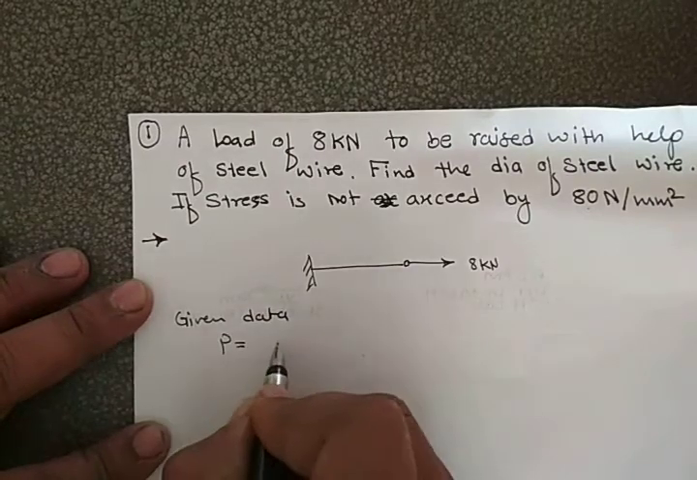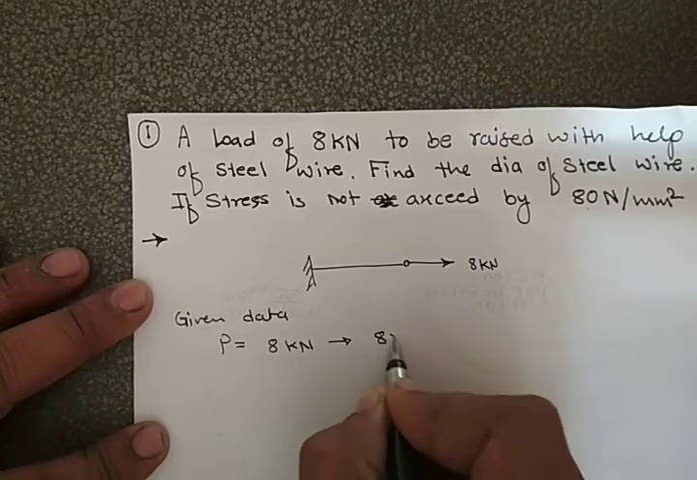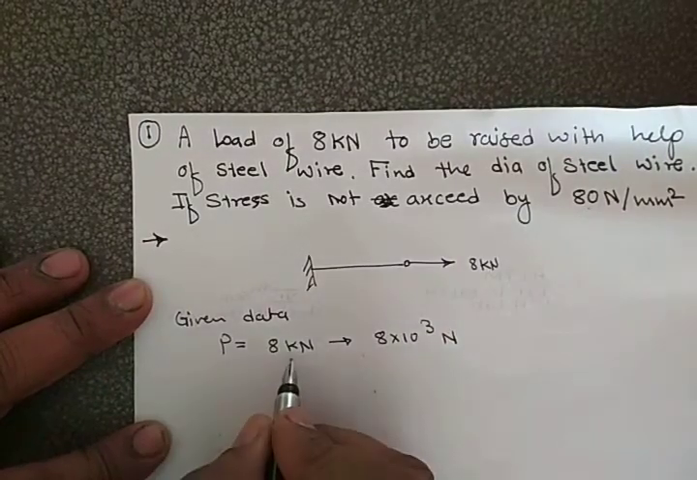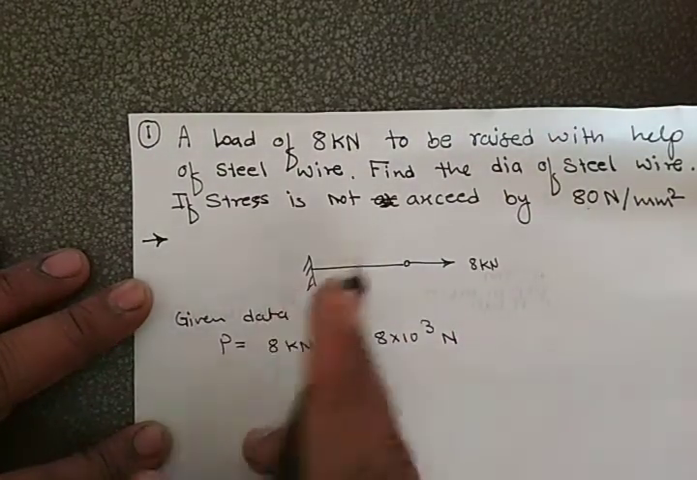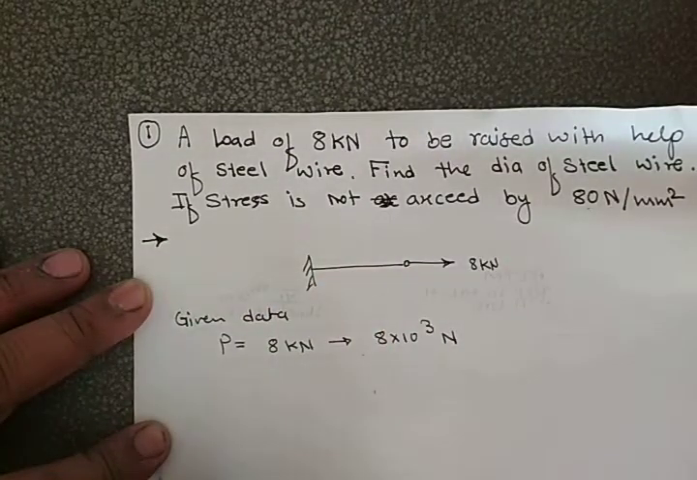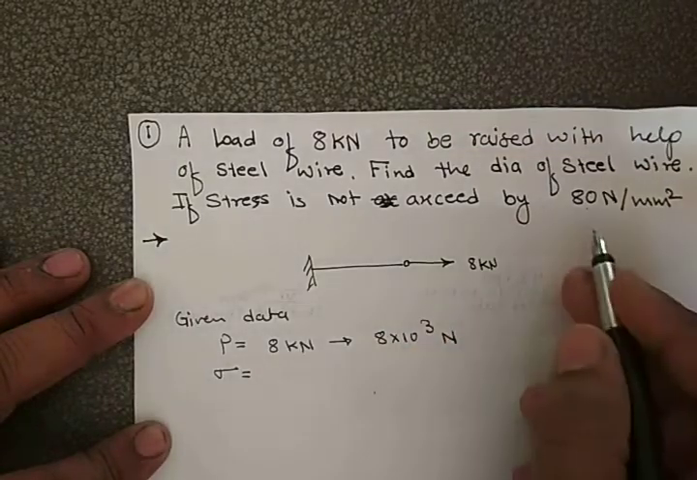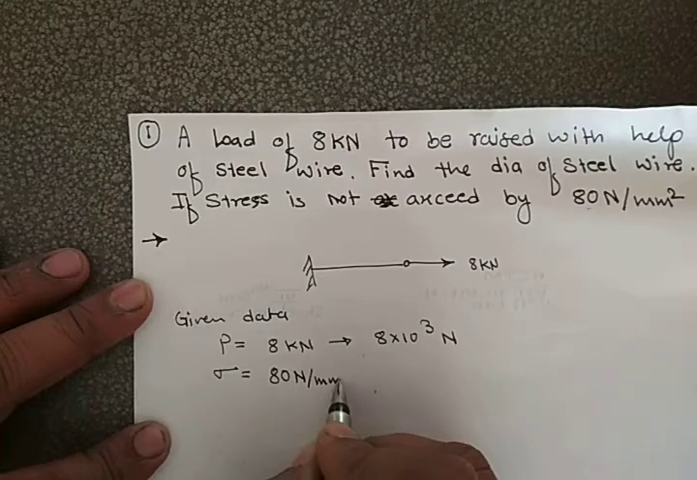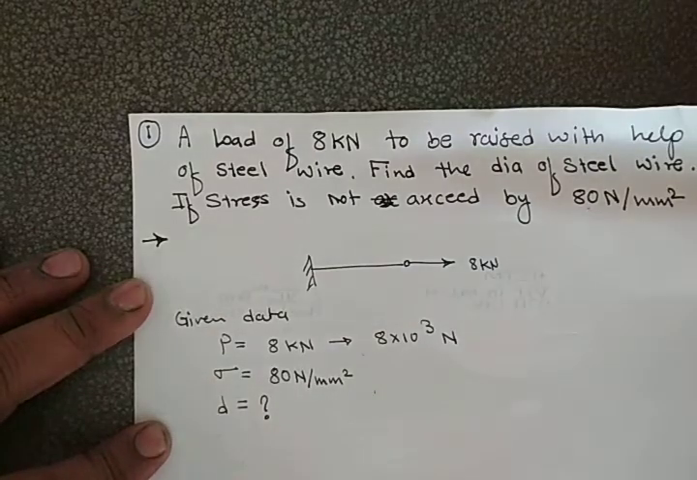The load is 8 kilonewton, that is nothing but 8 into 10 raised to 3 Newton. We have to convert kilonewton to Newton. Kilo means 10 raised to 3. Then next they have given stress, that is 80 Newton per mm square. And what we want to find? We want to find the diameter.